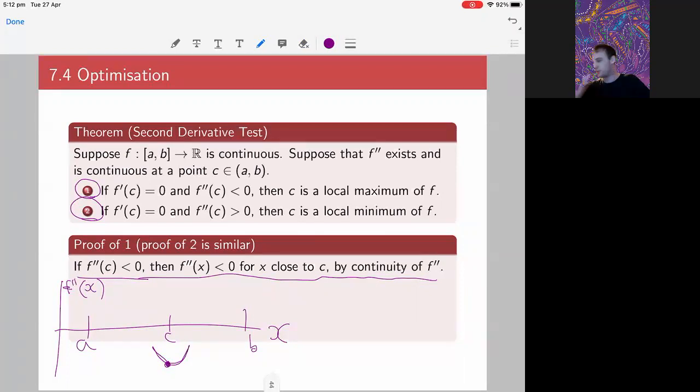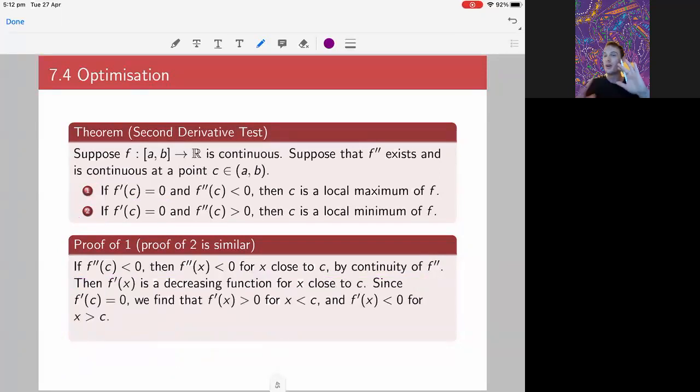So what's the deal now? We've got a point where the first derivative is 0, and we also know that the second derivative is negative at C and close to C. What can be done here? Well, since the second derivative is negative, remember what the mean value theorem tells us. If the derivative is negative, then the original function has to be decreasing. This time, we know that the second derivative is negative, so the first derivative has to be decreasing. So we know that there is an interval of C on which the function f prime is actually decreasing.